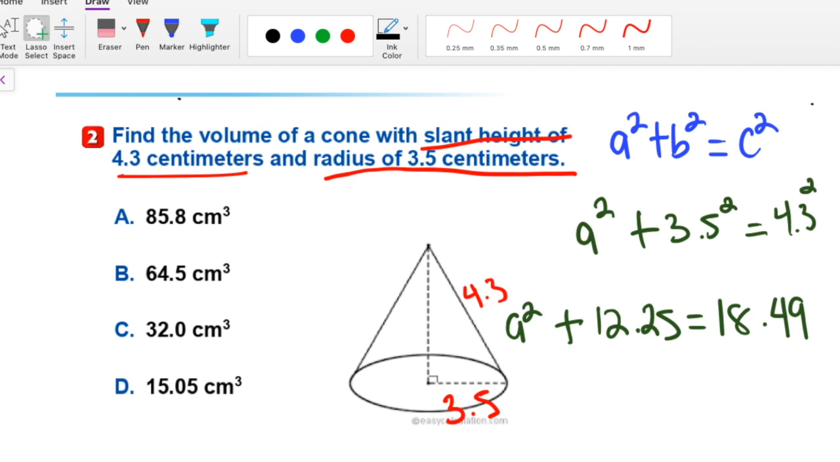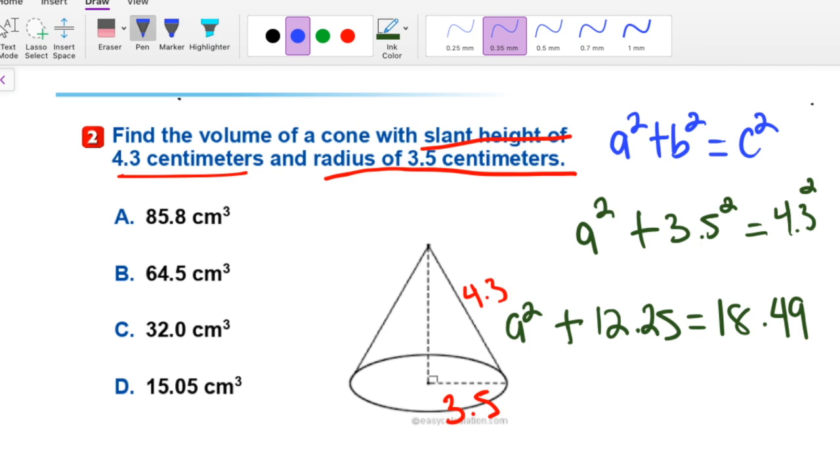Okay, so now we have this. Now what do we do? Just like a regular old equation, if I gave you 2x equals 4, how do you solve it? You isolate the x: divide by 2, divide by 2. Same exact concept. All you have to do here is isolate that a squared term. So how do we do that?